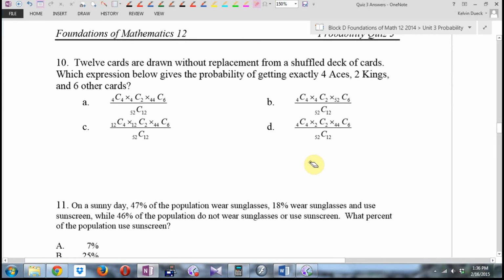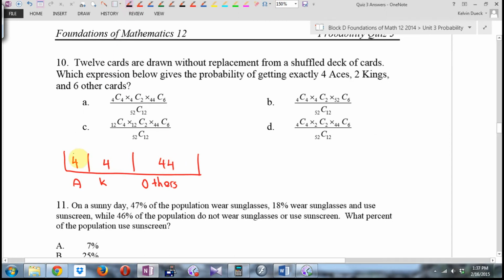Number 10. Jake, how many cards? Tree? No. Bucket. Okay, and it's without replacement. Oh, they just want the expression, so I'll get it set up and then I'll quit. Looks like in my bucket I'm going to have aces, kings, and others. How many aces are there in the deck? 4. How many kings? How many others? Use the complement. 52, take away 8. 44?